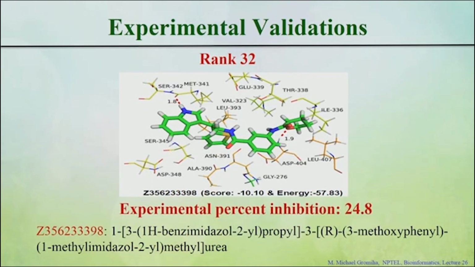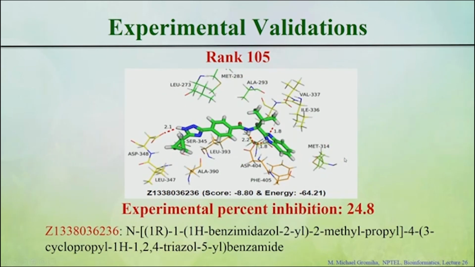Then this is another one, rank 32. Here the inhibition rate is 24.8%. You can see the types of interactions, this is the ligand and you can see how it is interacting with the amino acids in the protein. This is another one, rank 105. This also has an inhibition of 24.8%, and here you can see electrostatic interactions as well as hydrogen bonds and other hydrophobic interactions for this particular ligand. The score is minus 8.8 and the energy is almost similar, that is minus 64.21 kilocalorie per mole.